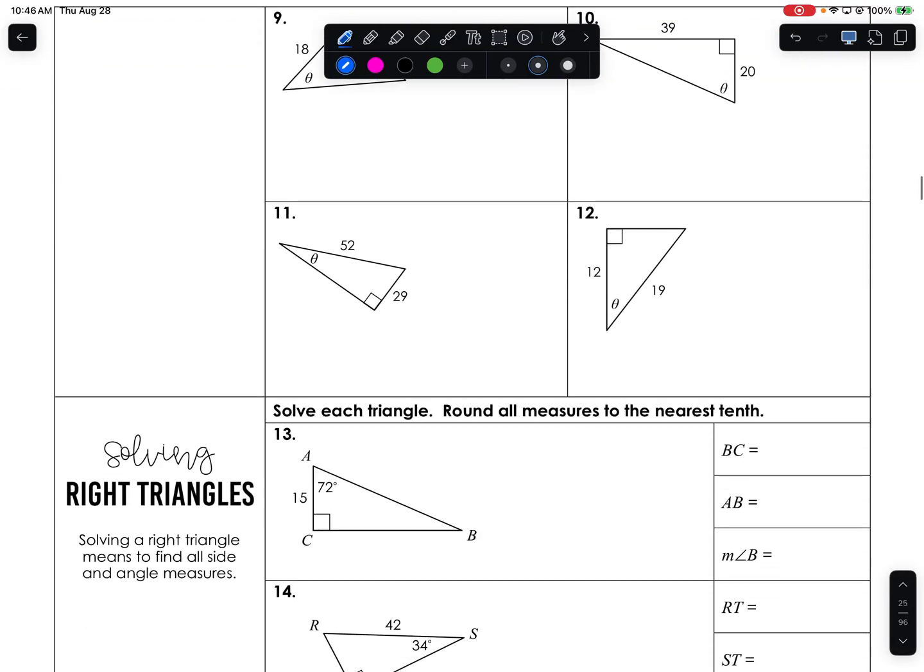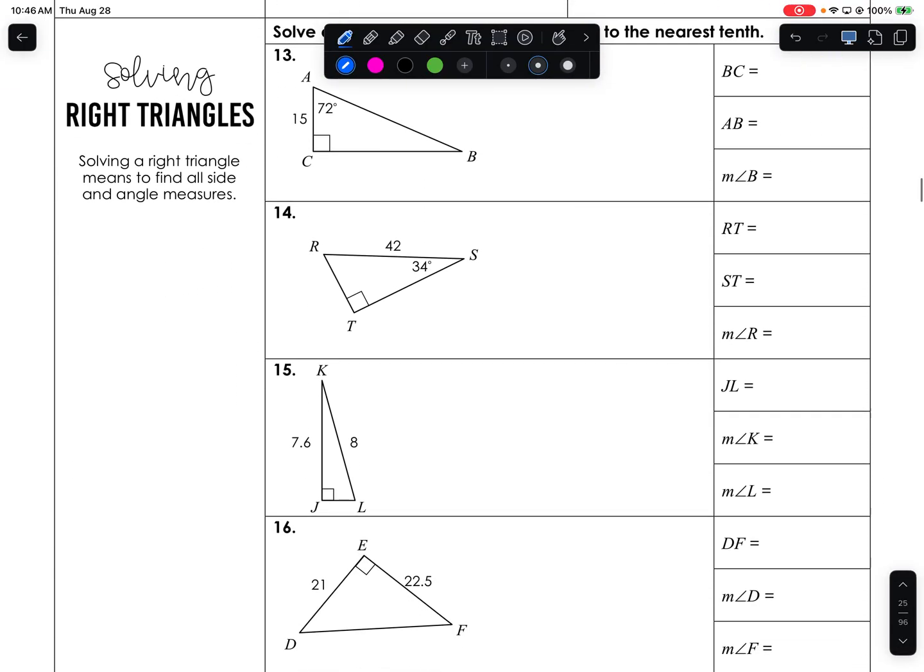Okay, and we're solving for the whole triangle. So if I look at 15, how are you going to get that missing side length? I'll show you a little trick in the calculator. So in your calculator, you can just subtract this. So I'm going to do, somebody tell me what you get.